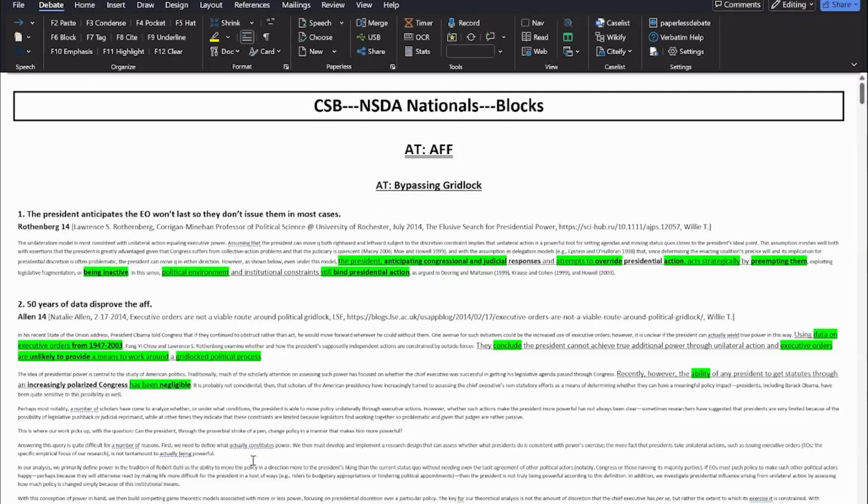Hello, everybody. This is the fourth prep drop that we've made in our Prepping for NSDA National series. Today, we are shifting from case making to writing blocks. So just a few overall notes.